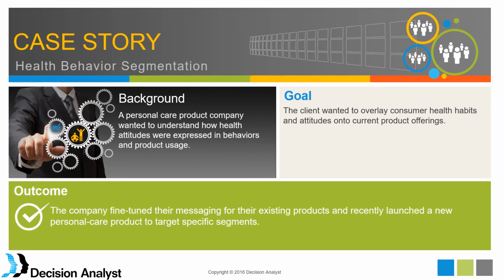This next case story comes from the realm of health behavior, and this is from a personal care product company. They wanted to understand how health attitudes were expressed in behaviors and product usage. General population consumers were surveyed regarding health behaviors, such as health attitudes, personal hygiene, exercise, usage of nutritional supplements and medications, and chronic medical conditions. Personal hygiene behavior from a longitudinal diary study was combined with the health attitudes and behavior reported in an online survey. So we have 2 different robust data sources here.